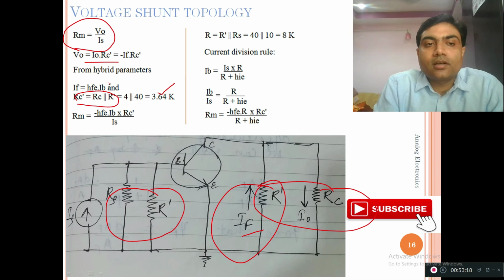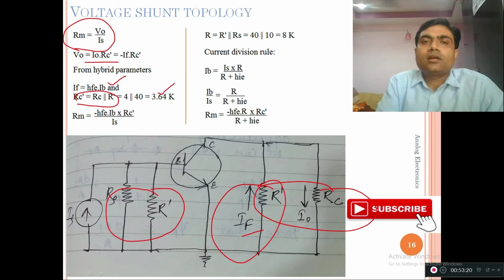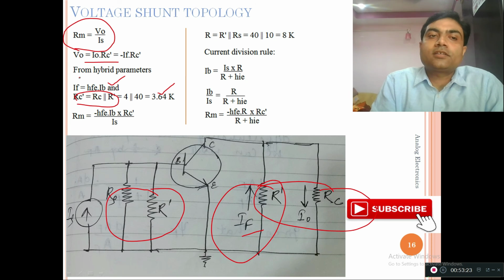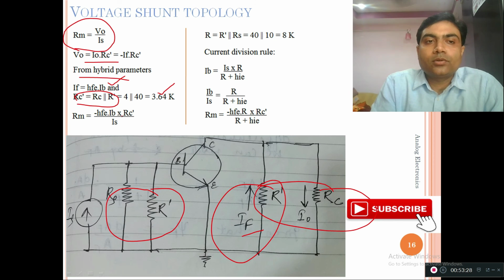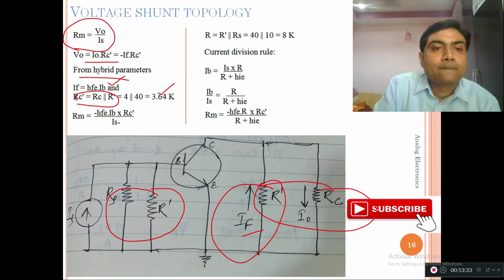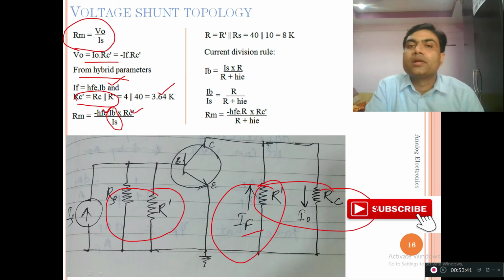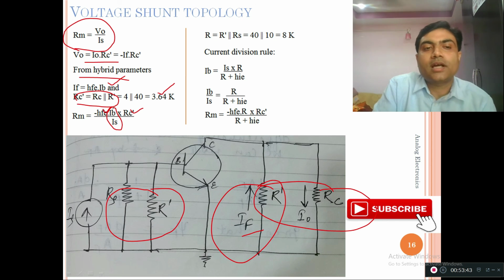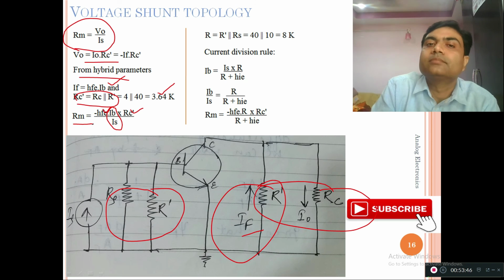Now what is I0 here? HFE into IB, where the HFE into IB formula is calculated from the hybrid parameters. So RM is HFE into IB multiplied by RC dash upon IS. Now we know the value of HFE, we know the value of RC dash, but do we know the value of IB upon IS here? Because unless and until we know the value of IB upon IS, we cannot calculate the value of RM. So we have to calculate IB upon IS here. Where is the IB? IB is flowing across this terminal. This is the IB, and this is the IS.